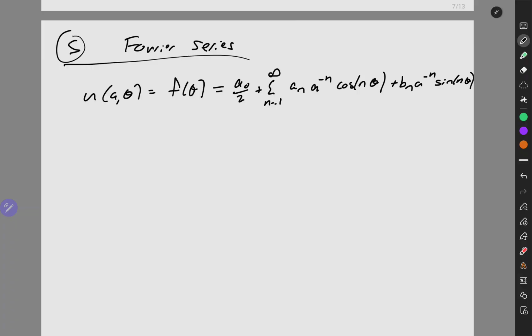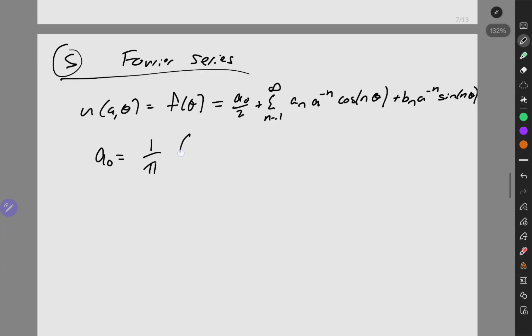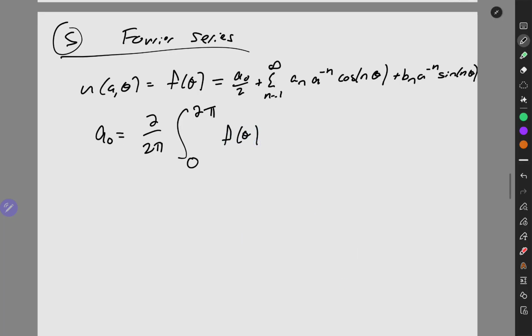So in this case, a sub naught would be equal to 1 over pi. Think about it, because it's the length, which is half of the period. Period's 2 pi. So the length is pi. Actually, no, it is 2 pi. So we want to extend it into the other frame. So we're going to multiply it by 2, go from 0 to 2 pi. And then we have f of theta d theta.